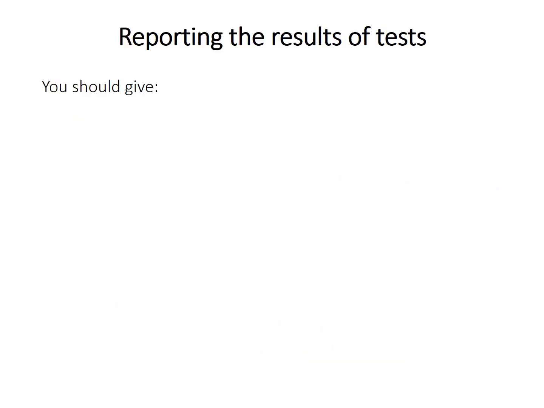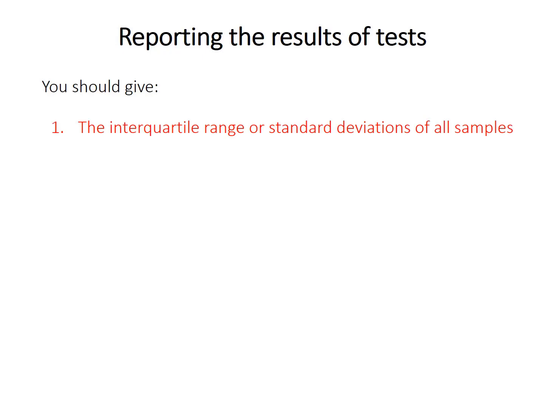So here's what you should report. If you're performing Levene's test, you can probably report standard deviations because it's relatively symmetrical. But for skewed distributions in the Brown-Forsyth test, you should report something called the interquartile range. I didn't mention this in the earlier video, I probably should have, but basically it's just the range from the 25th percentile to the 75th percentile of the data. And you've seen this in the box and whisker plots if you're in the class.